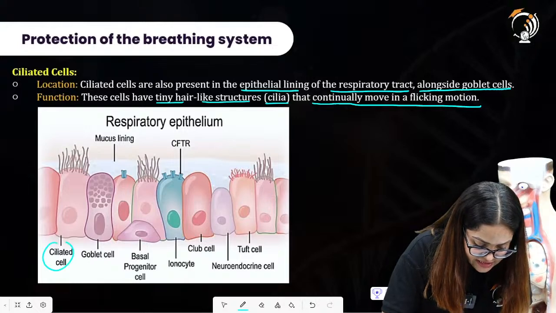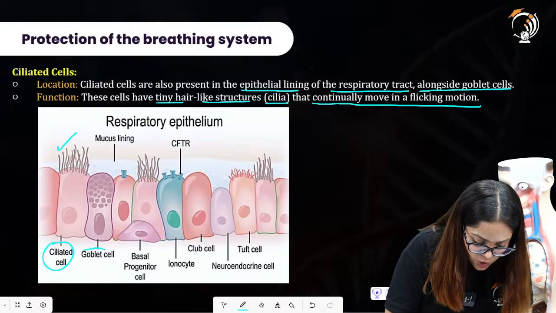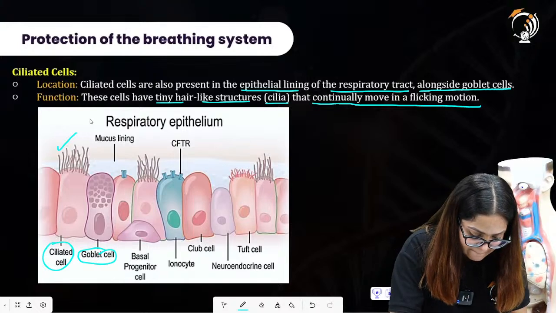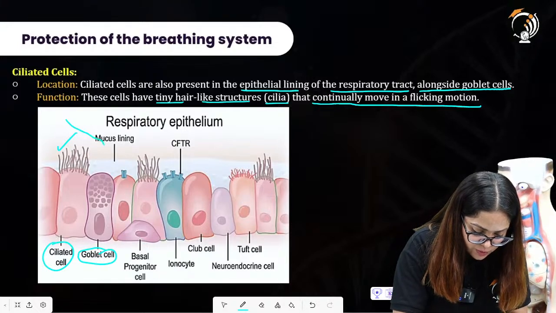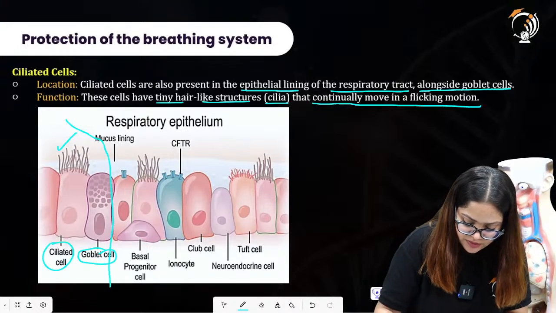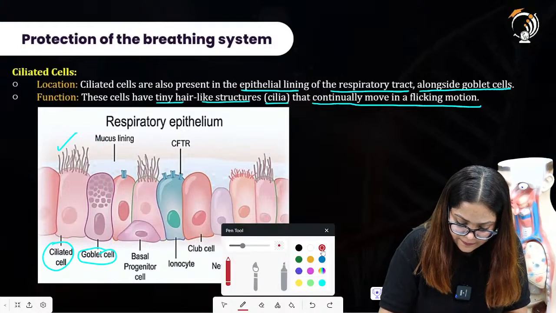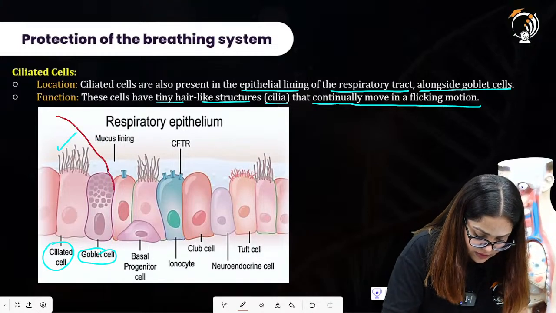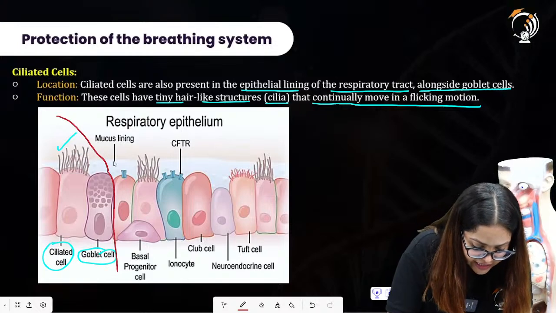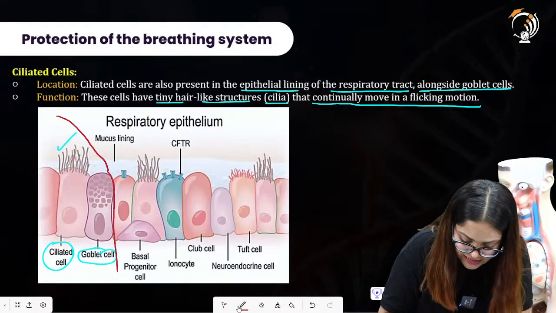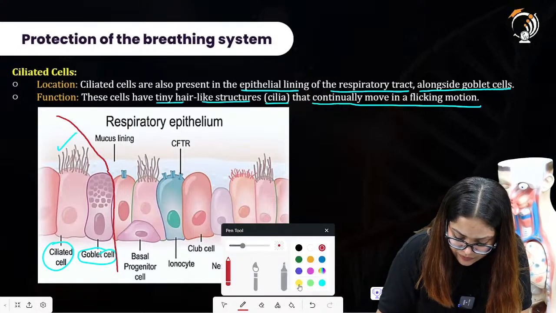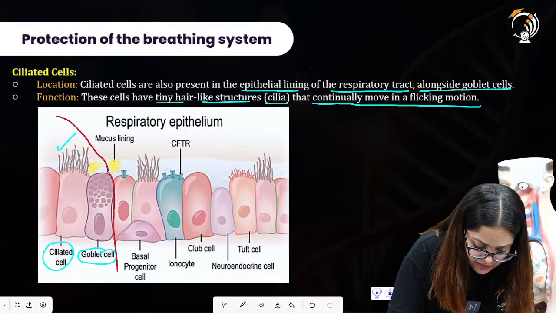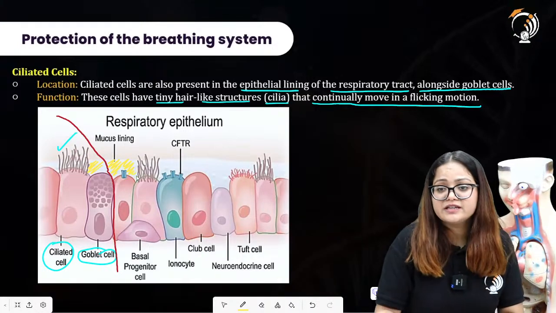This is the ciliated cell here, and the goblet cell is also represented here. And here you can easily see this is the mucus lining.